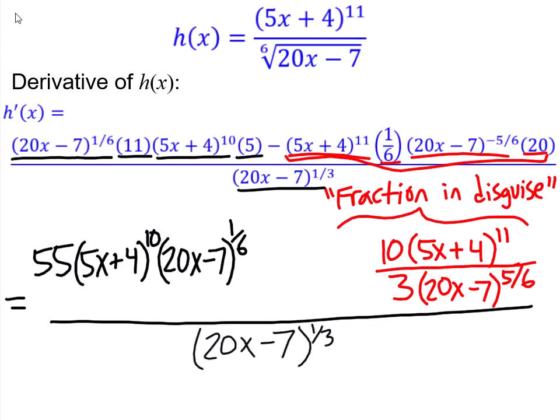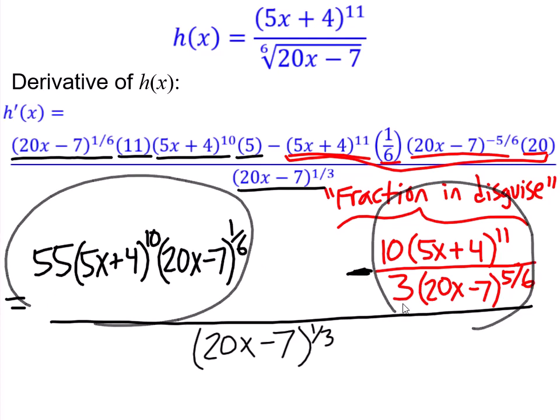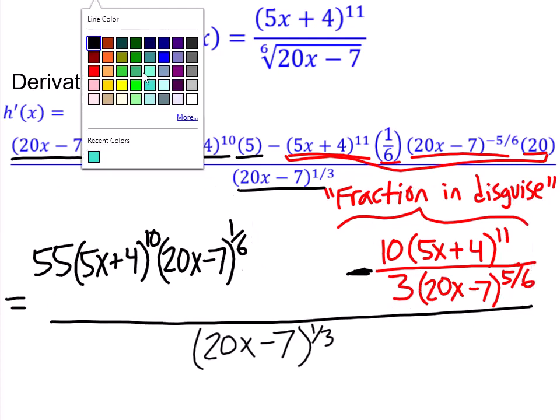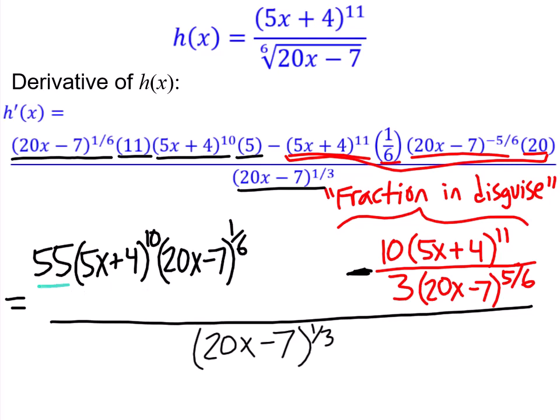Now, why do you think I left all that space up there in the numerator? What do you think? Oh, by the way, this is being subtracted, right? And that actually hints at why I left that space there. When we subtract a fraction minus another fraction, or even a non-fraction minus a fraction, what do we typically do? We do common denominators, don't we? So let's create a common denominator. Right now, this first term up here in the numerator has a denominator of an implied 1. But I want it to have this as its denominator. So let's go ahead and put that as its denominator. 3 times 20x minus 7 to the 5/6 power.